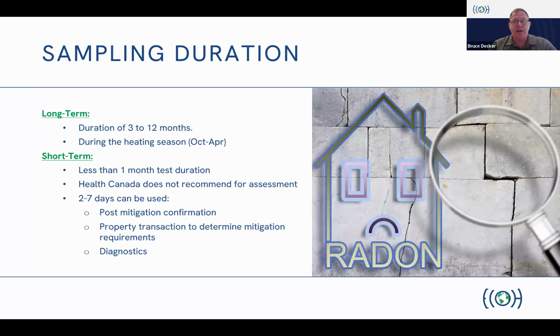We can use it with diagnostics if we're trying to figure out where it is high in the building, where it is coming in, what the issue is. So we use that for diagnostic purposes with the intent to fix the building. And if you're doing a residential property transaction, there is a short-term test for real estate guidance for that transaction. But in Canada, those are the only times we use short-term testing.